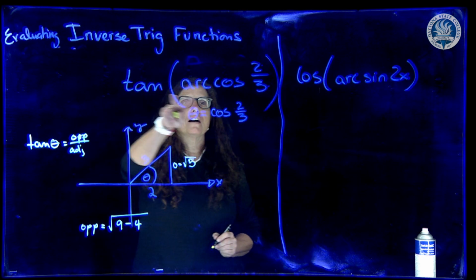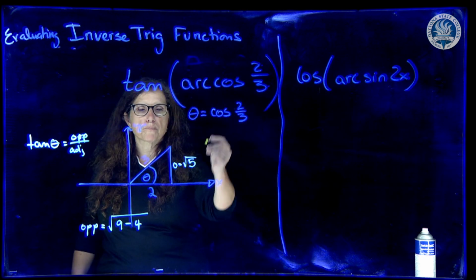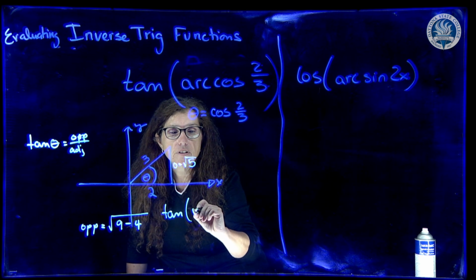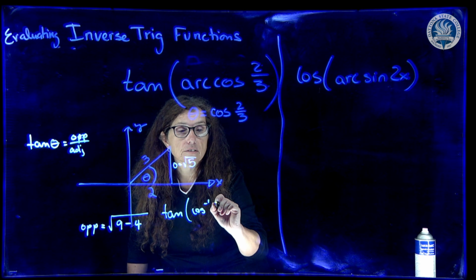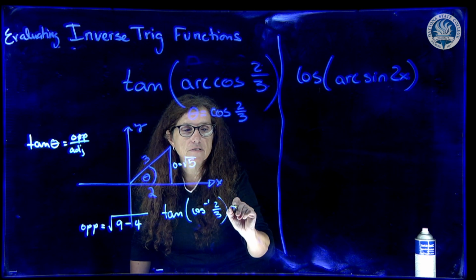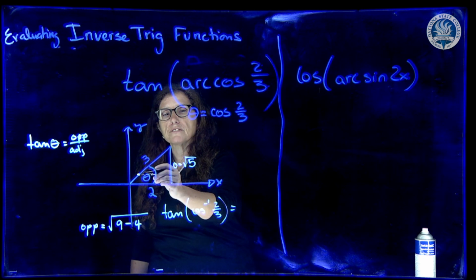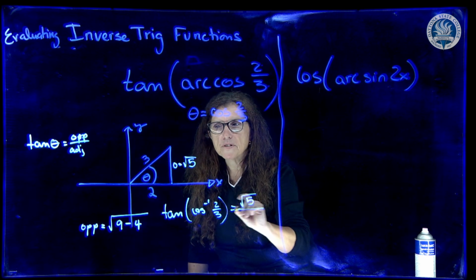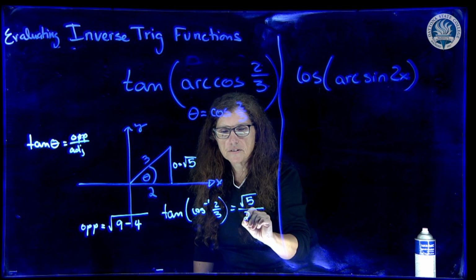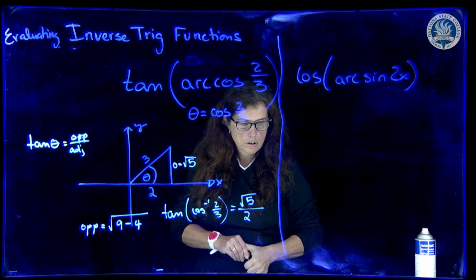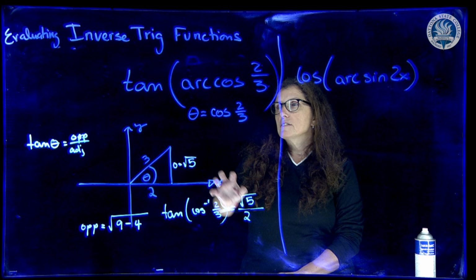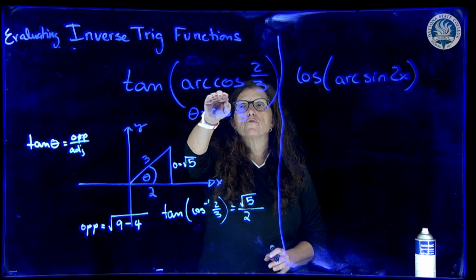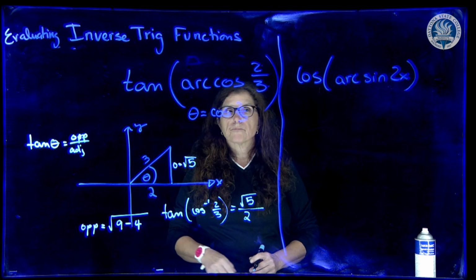Okay, now I can finish this problem. The tangent of the inverse cosine of 2/3 is equal to, using my triangle, the square root of 5, opposite, divided by adjacent, over 2. That is how you find a regular tangent based on an inverse trig function.